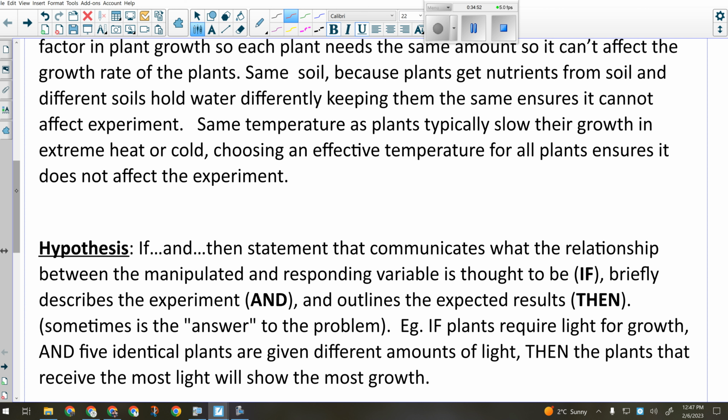Okay? But it's fine if you end up at the end of your lab saying, I reject this hypothesis. You're not going to lose marks because your hypothesis ended up being wrong. That's okay. As long as it's in the right format, that's what we're looking for. Okay? Does that make sense?